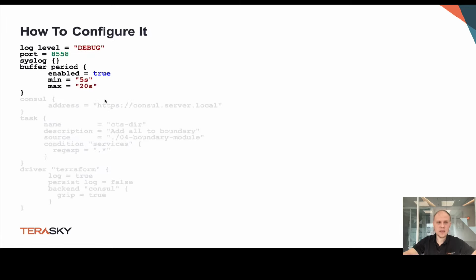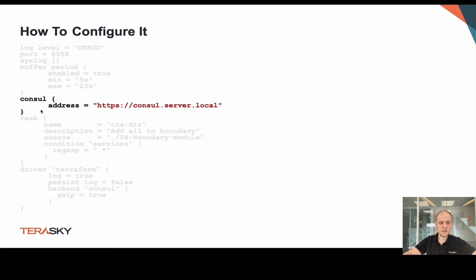How do we configure it? Super easy. This is the global configuration file. So you will have log level, you will have your port, so you can check task status, you can specify how you want to send data to syslog, and the buffer period is awesome as well, because if you have a flapping of your service, which will go down and up and down and up, you can wait a minimum and maximum time until you decide, okay, now it's stable, so let's take the data now and actually do our magic.